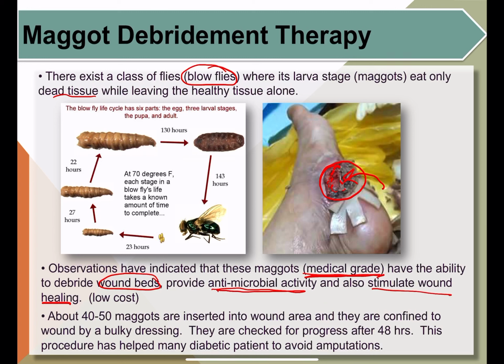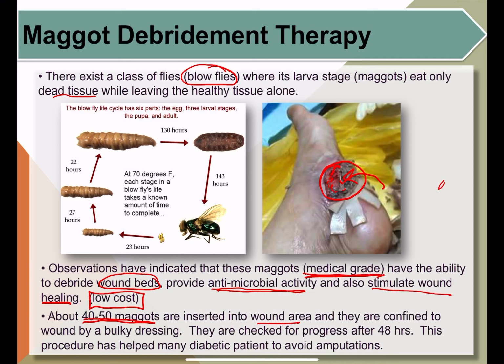And compared to surgery, they do a pretty good job of not cutting into healthy tissues, preserving all the healthy tissues and just removing all the dead tissue. The most attractive part of it is that it's low cost. It's pretty cheap to buy these maggots. I'm not sure whether hospitals right now actively practice this, but I've heard of this debridement therapy from another A&P faculty, and I found it very, very interesting, so I wanted to share it with you guys as well. Usually about 40 to 50 maggots are inserted into the wound area.